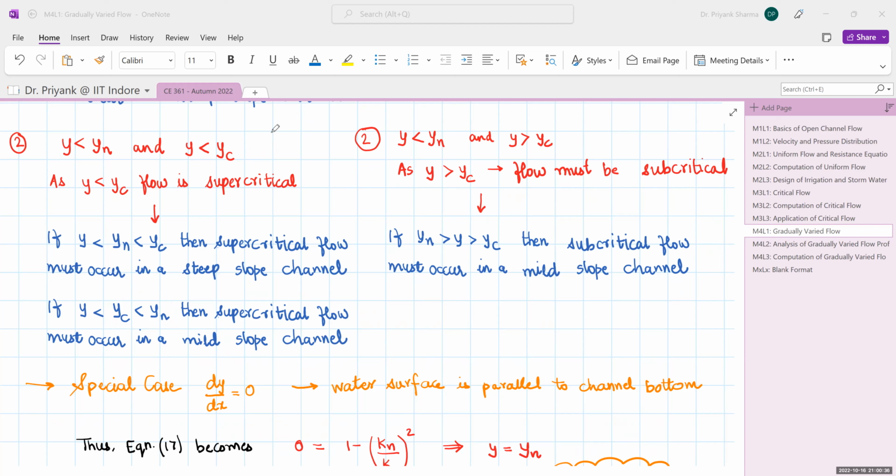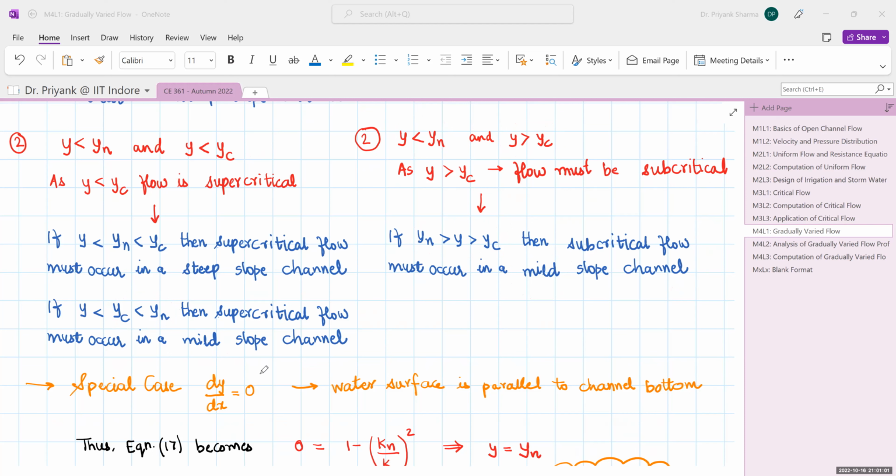Coming to the drawdown curve, we have the numerator as negative and the denominator as positive. Since y is greater than yc, you will have a subcritical flow, and arranging the inequality, we have yn greater than y greater than yc. So yn greater than yc, so that is a mild slope channel. So subcritical flow on a mild slope channel will again yield a drawdown curve.